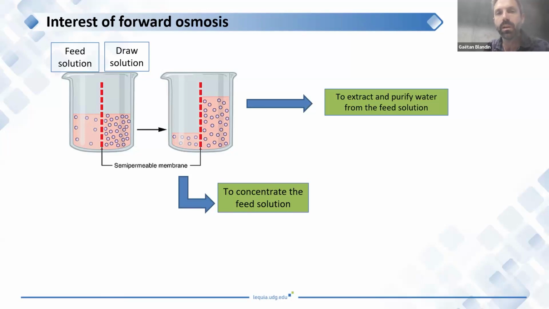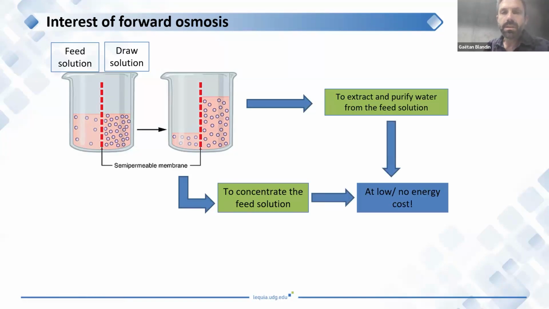So the permeate you get from this membrane process is of high quality, but you can also concentrate the feed solution. So it could be used for two types of processes, either to extract water, to concentrate, or even both. And this occurs with no energy cost because it really relies on the concentration gradient between the two streams. When I say no, at industrial scale you still need some pumping through the membrane modules, but it is really low. You don't have to add hydraulic pressure.